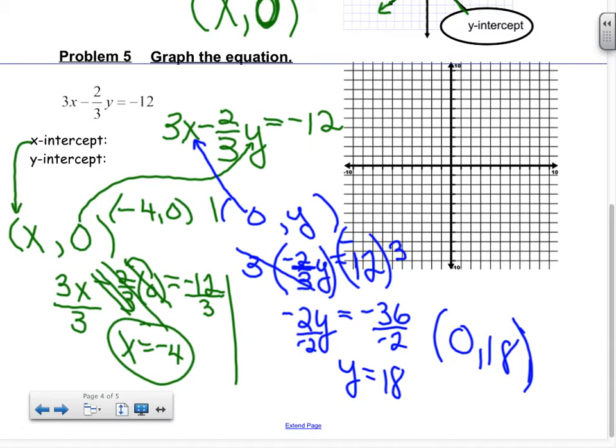The x-intercept is (-4, 0) and the y-intercept is (0, 18). On the x-axis you can go by 1s: 1, 2, 3, 4, so -4 is here. On the y-axis you might want to go by 2s: 2, 4, 6, 8, 10, 12, 14, 16, 18 is about here. And there's the line.